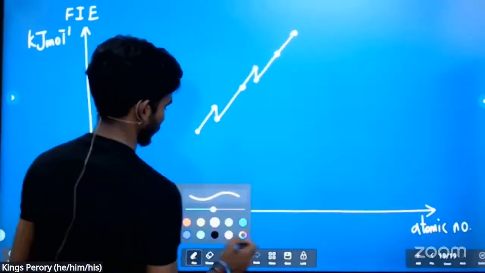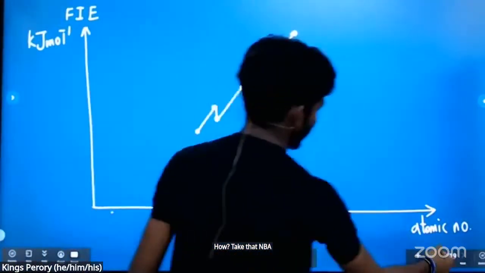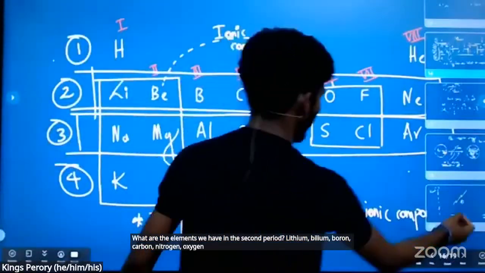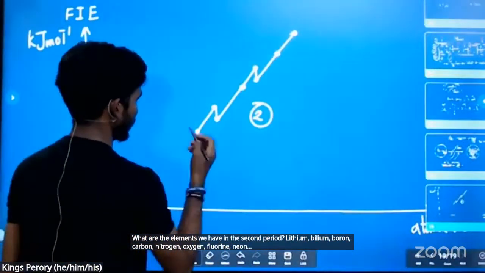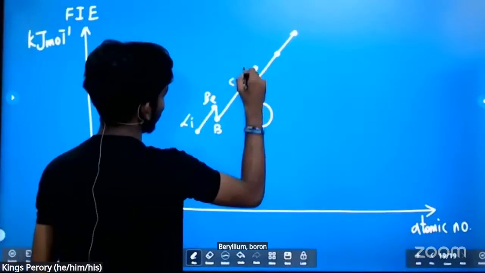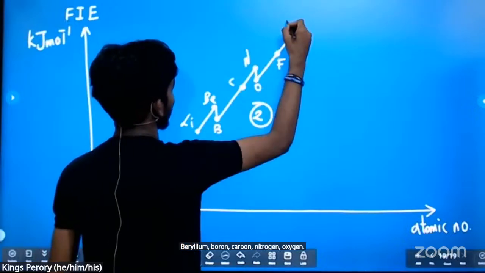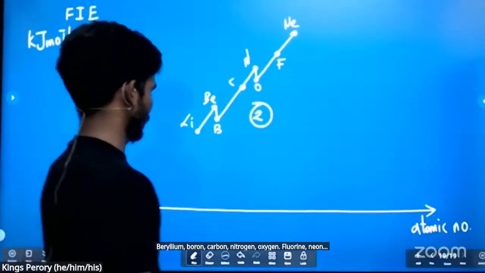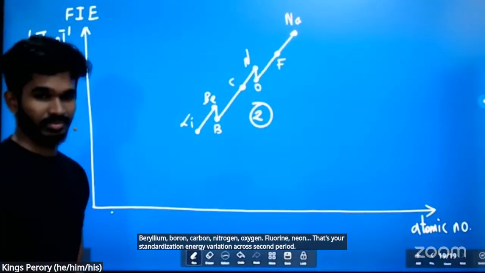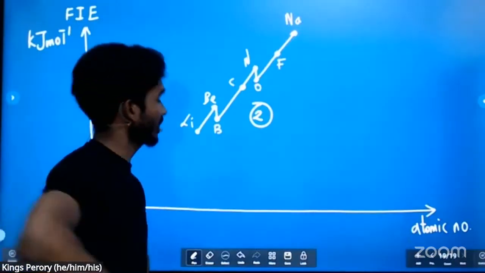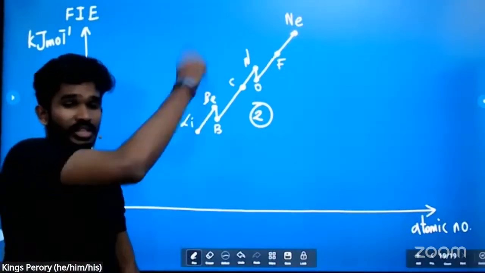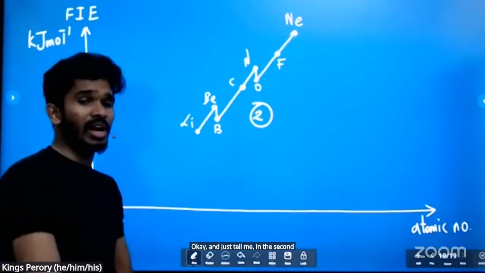How? Take the second period. What are the elements we have in the second period? Lithium, beryllium, boron, carbon, nitrogen, oxygen, fluorine, neon. That's your first ionization energy variation across the second period. Okay. Neon. And just tell me, in the second period, who has the highest first ionization energy?